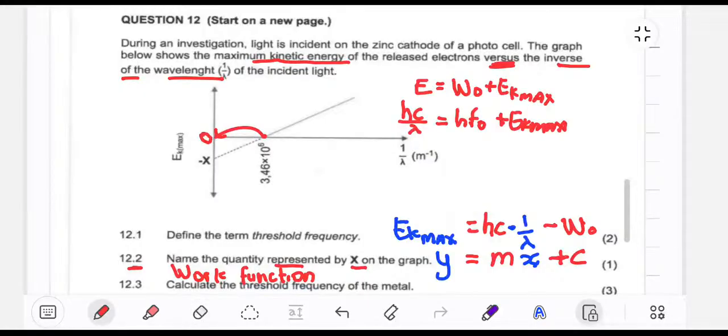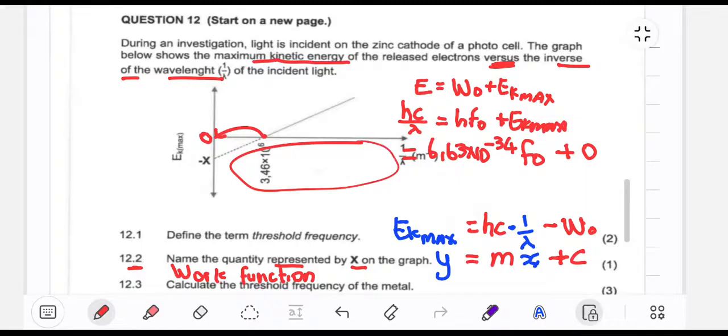Okay, it's fine. The answer is noted. I'll plug it in, and then I'll say it's equal after substituting the left hand side. Whatever we did, we say it's equal to 6.63 times 10 to the power of negative 34 f naught plus 0, and that thing we substituted on the left hand side there.